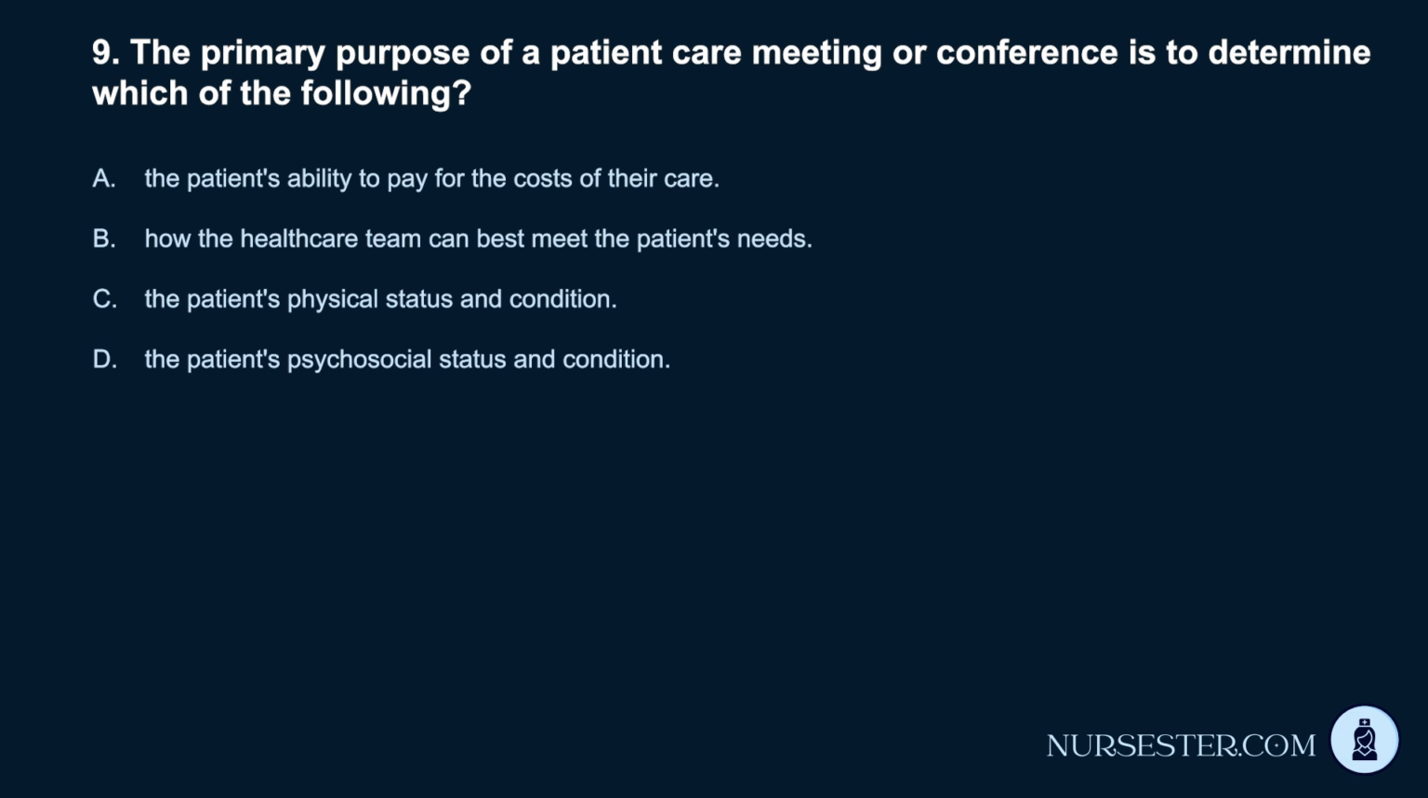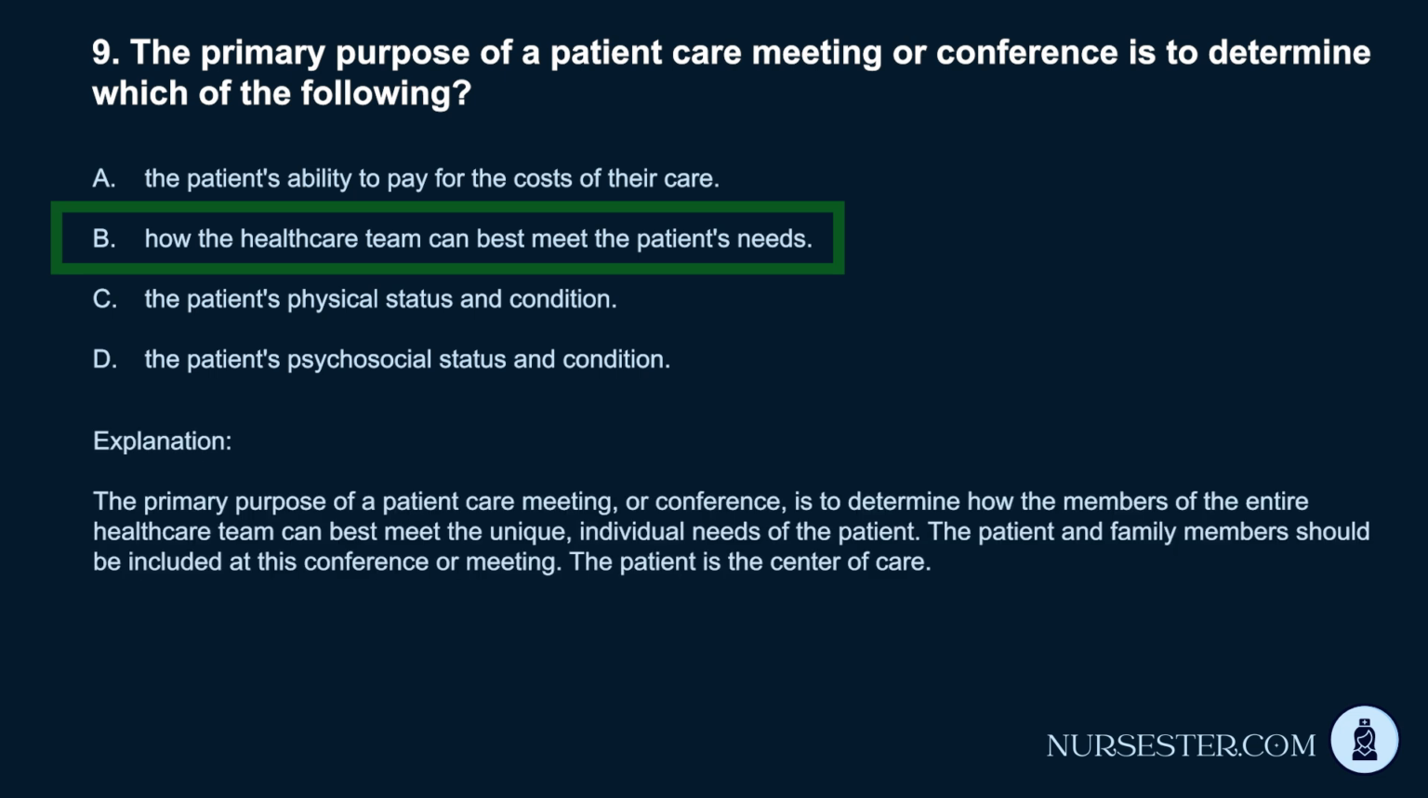9. The primary purpose of a patient care meeting or conference is to determine which of the following. A. The patient's ability to pay for the costs of their care. B. How the healthcare team can best meet the patient's needs. C. The patient's physical status and condition. D. The patient's psychosocial status and condition. Correct answer: B. How the healthcare team can best meet the patient's needs.